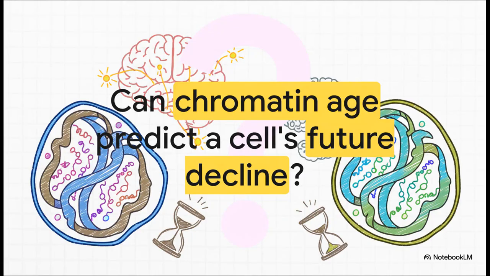This work leaves us with a compelling question. Could the chromatin conformational age of an individual cell actually be used to predict its future health? Could this physical state of the genome tell us something about a cell's functional trajectory or its vulnerability to disease? This new metric gives us a powerful new avenue for investigating the fundamental processes of aging and neurodegeneration, all at the ultimate resolution of a single cell.